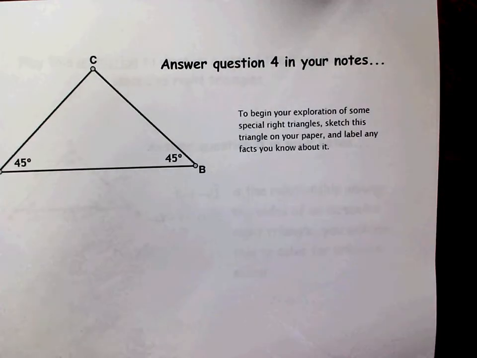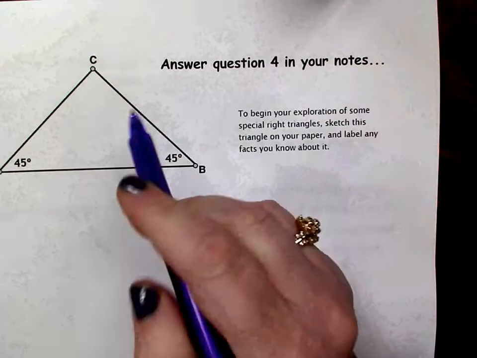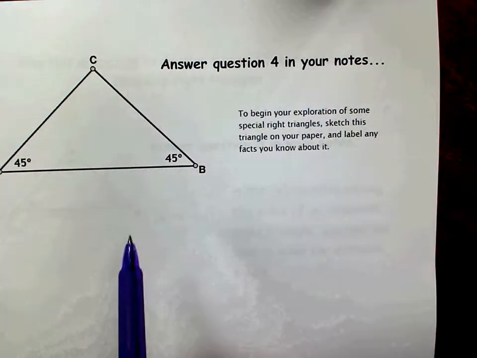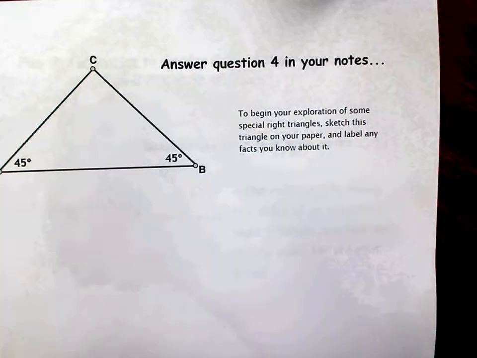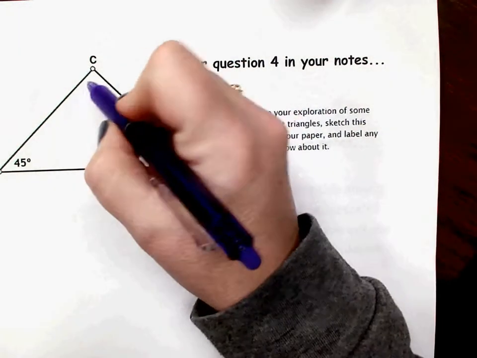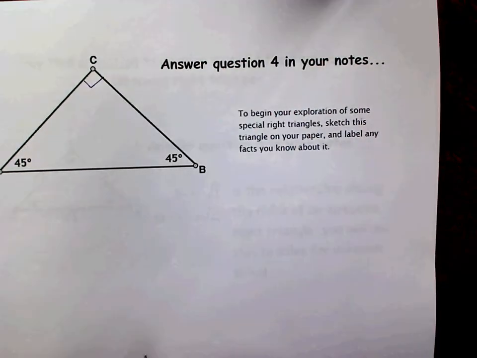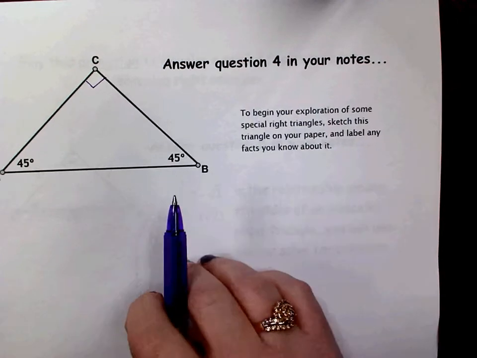So let's look at question 4. You're going to sketch a 45, 45, 90 triangle. You want angles A and B to be 45, which means angle C, using the triangle sum theorem, would have to be 90 degrees for all of those to add up to 180.